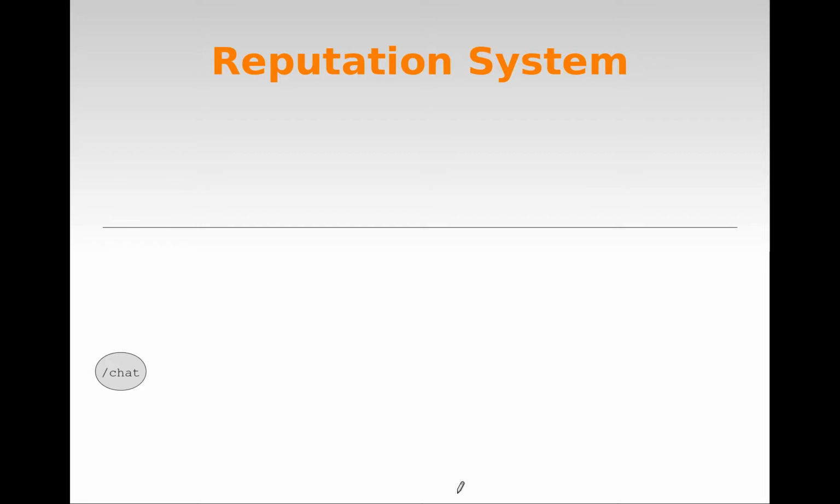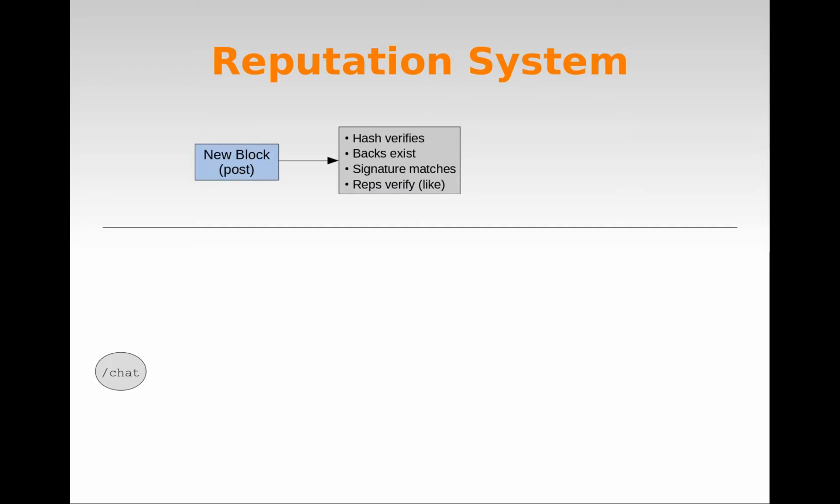Now let's consider a more complete example using the same chain. A new block first is verified by the protocol: if the hash verifies, if the previous blocks exist, if the signature verifies, and in the case of a like, if the author has a reputation. Then it is accepted immediately if it's the first block or if the author has a reputation. Here, the first block is accepted and its author is awarded.